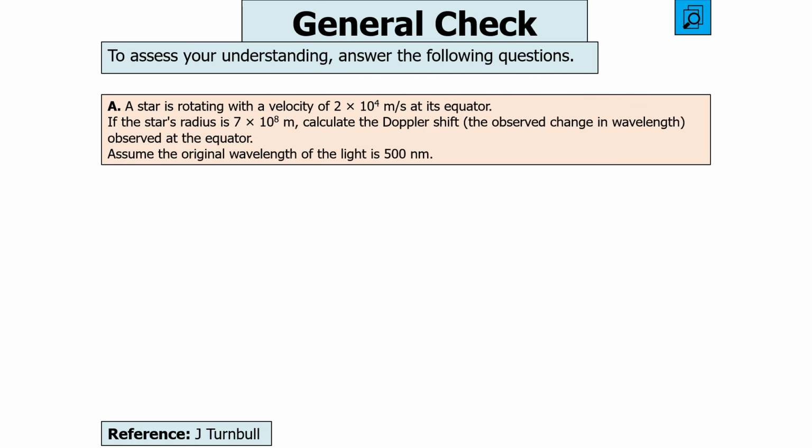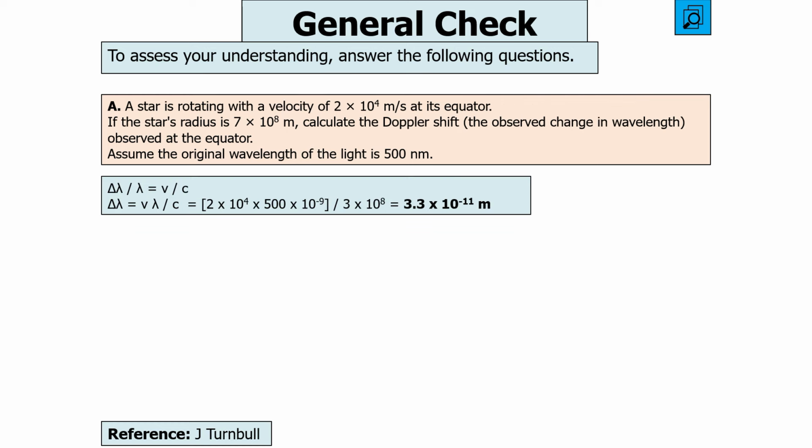A star is rotating with a velocity of 2 times 10 to the 4 meters per second at its equator. If the star's radius is 7 times 10 to the 8 meters, calculate the Doppler shift, the observed change in wavelength, observed at the equator. Assume the original wavelength of the light is 500 nanometers.